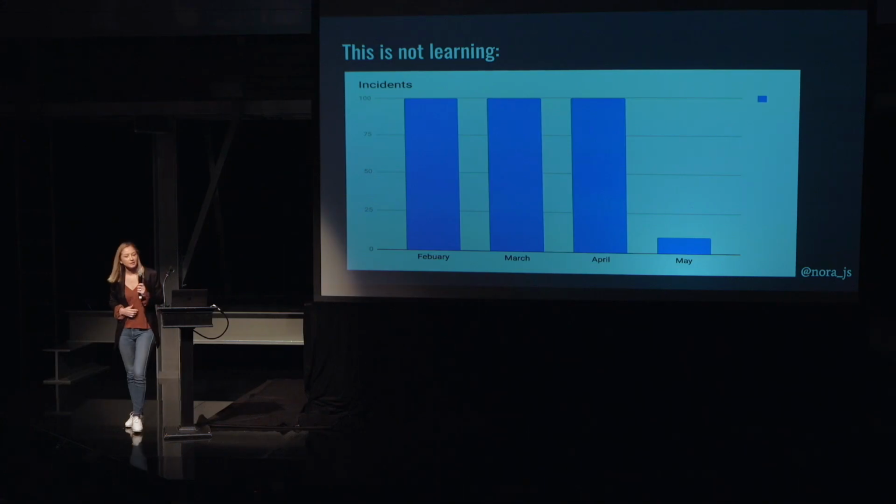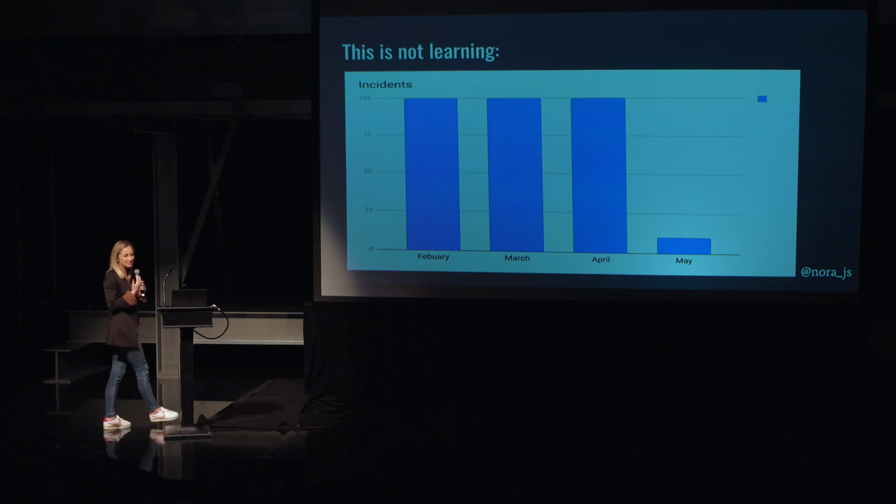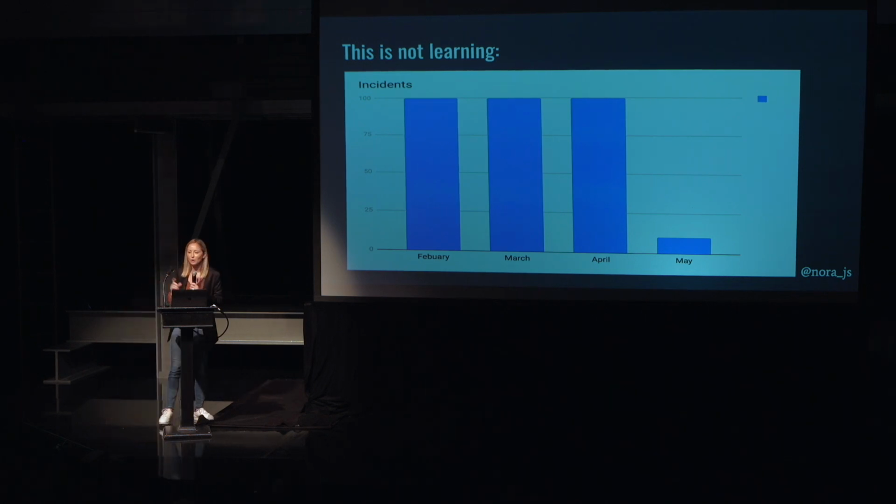This is not learning. You don't want to structure your ROI of chaos because we now have fewer incidents in May and maybe we started chaos engineering in April. This is bad. Don't do this. You can't actually correlate these two things together. There's no possible way to attribute reduction of incident count to chaos engineering experiments.